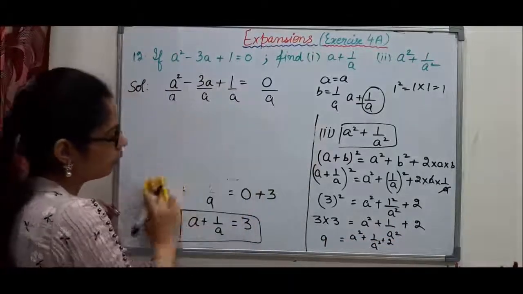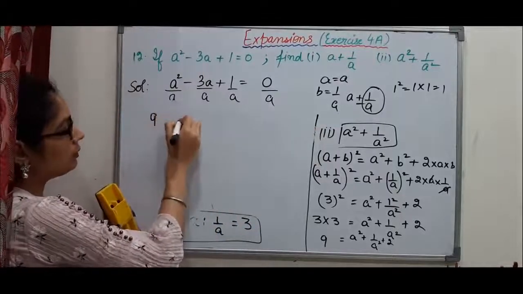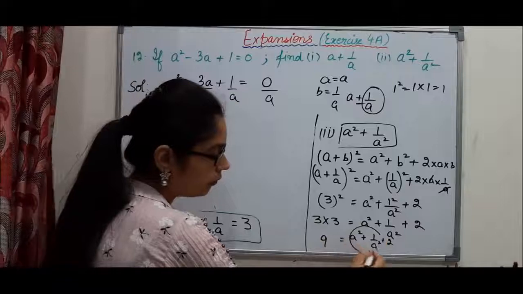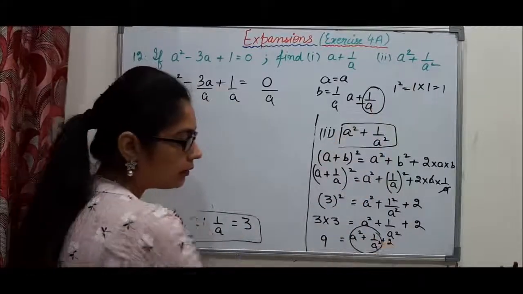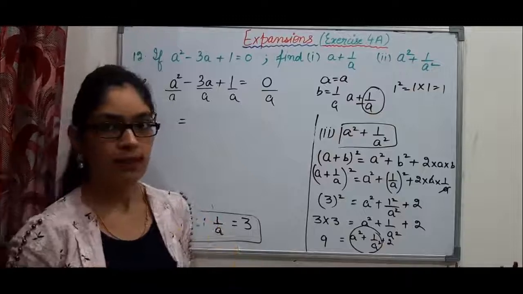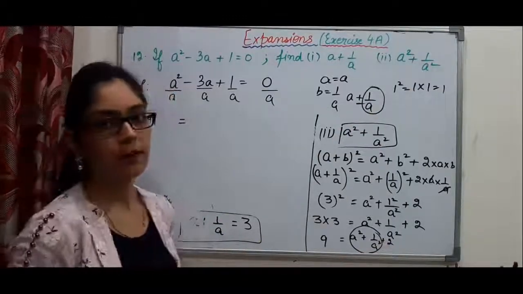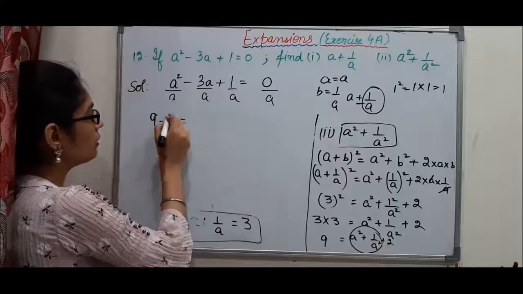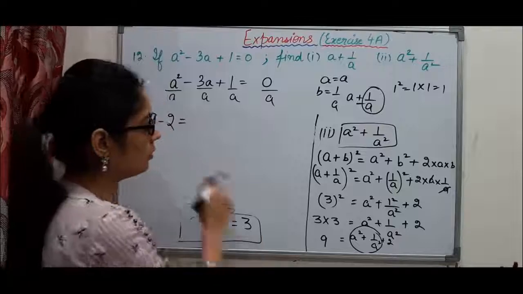Same thing we have to do. We need the value of a plus 1 by a square. Only this much we need. So all the remaining terms, whatever is there, you have to shift to the other side. So this plus 2 we can shift to the other side. On changing the side, plus 2 will change to minus 2.